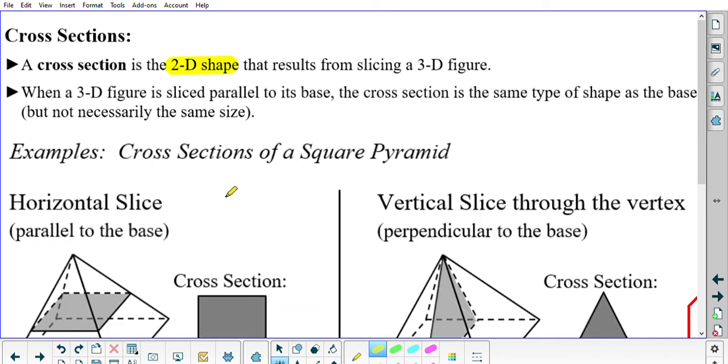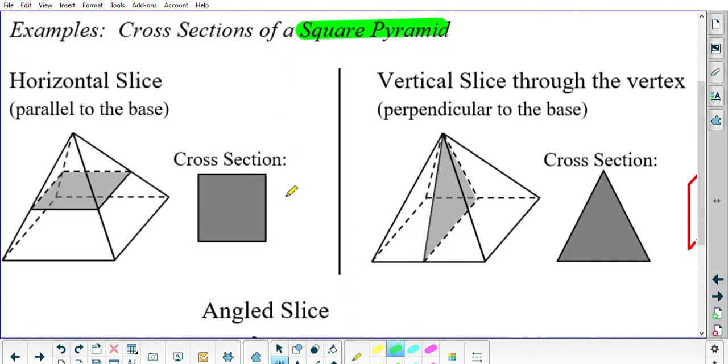Now, the examples I've given you here in your paper are examples of cross-sections of a square pyramid. Now, when I say square pyramid, I mean the base is a square. So if I do a horizontal slice parallel to the base, then it's going to give me the same shape as the base. Remember how I said it was a square pyramid? That means there's a square base. So if I slice it parallel to that square base, I am going to get a cross-section being a square. Now, it'll be a smaller square than what I have on the base, but it's still going to be a square if it's parallel to the base for the slice.